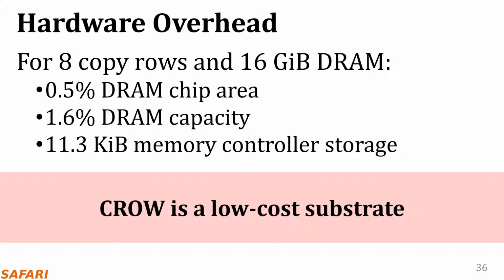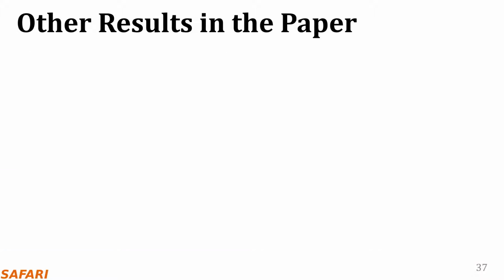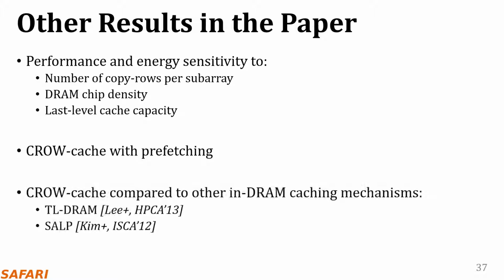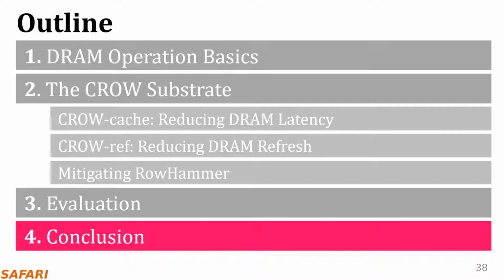Crow incurs modest overheads in the DRAM and the memory controller when using a configuration with 8 copy rows per subarray. Please see the paper for a more detailed hardware overhead evaluation. Please also see our paper for more detailed evaluation. There we have sensitivity studies to the number of copy rows per subarray, chip density, and last level cache capacity. Also, we evaluate CrowCache with a stride prefetcher, and we compare CrowCache to two prior works that also enable in-DRAM caching. Let me quickly conclude now.